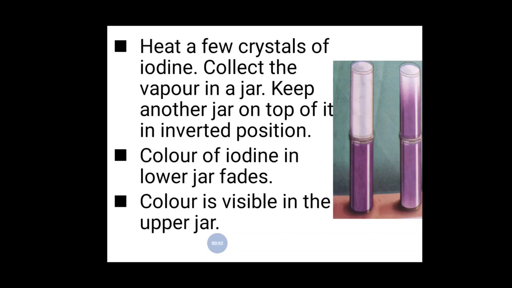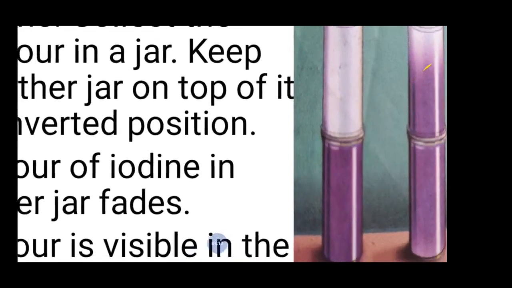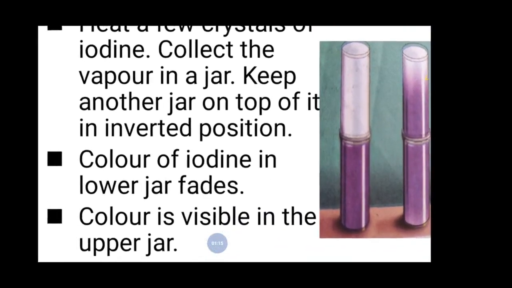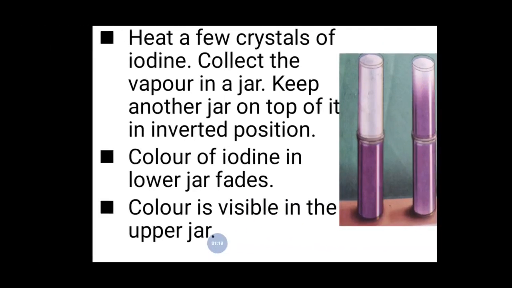After converting it into vapor by heating this iodine, you have to collect the vapor in a jar and keep another jar on top of it in inverted position. You can see in this picture there are two jars, one lower jar and one upper jar. In the lower jar, we have to collect the iodine vapor. Then we have to keep another jar on top of it in inverted position.